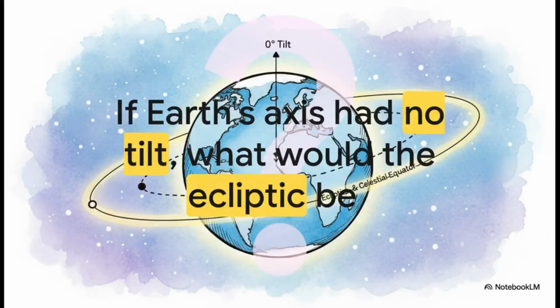Let's finish with a quick thought experiment to tie all of this together. Just imagine for a moment that Earth's axis had no tilt. What if it pointed straight up and down as it orbited the Sun? What would the ecliptic look like then? Well, in that case, the celestial equator and the ecliptic would be the exact same line in the sky. They would perfectly overlap. The Sun would travel along the celestial equator all year, there would be no solstices, and there would be no seasons. It's a powerful reminder that this entire elegant concept and the rhythm of life on Earth it creates all comes down to that one simple, crucial 23.5-degree tilt.